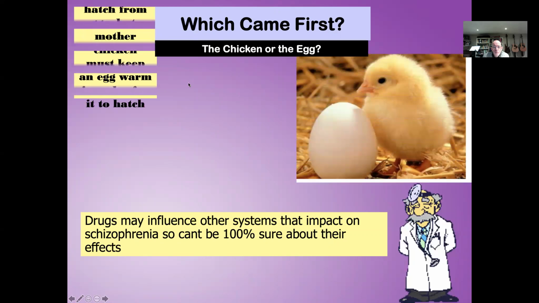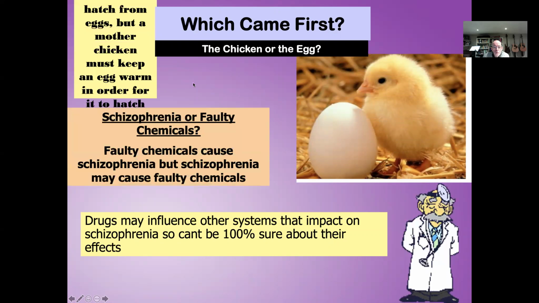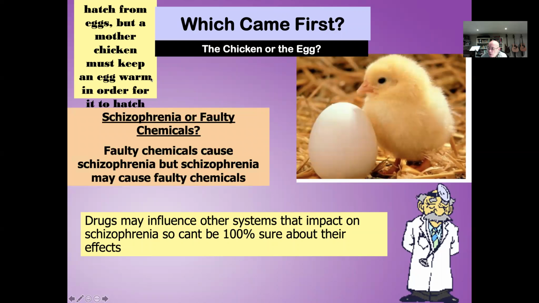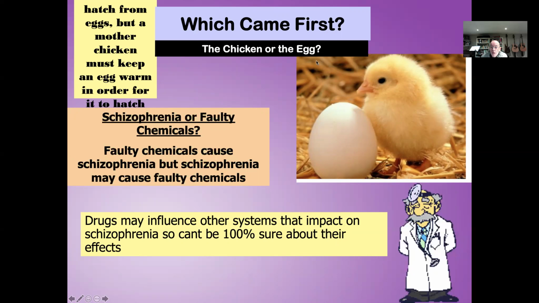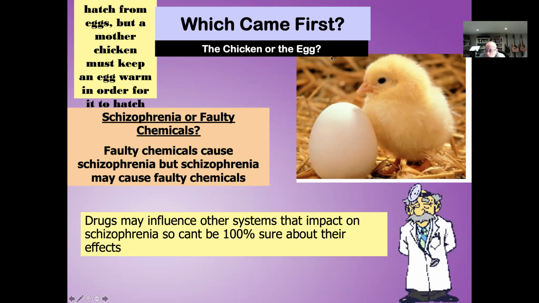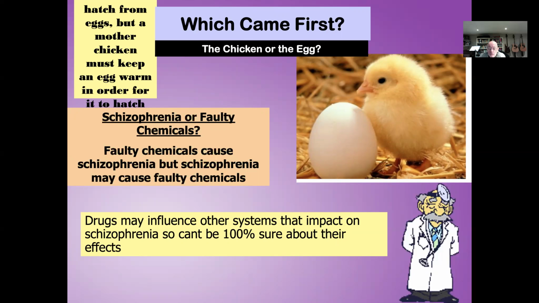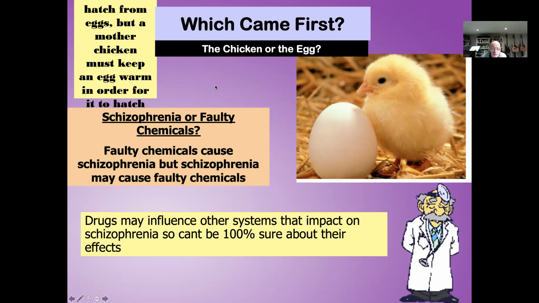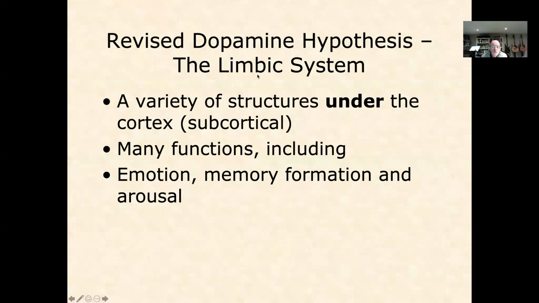Another problem with this is that we're saying there's a connection between dopamine and schizophrenic symptoms. But the question is, what comes first? Is it schizophrenia that's causing the levels of dopamine to rise, or is it dopamine that's actually causing the schizophrenia? Okay. So that was where the original hypothesis got to.